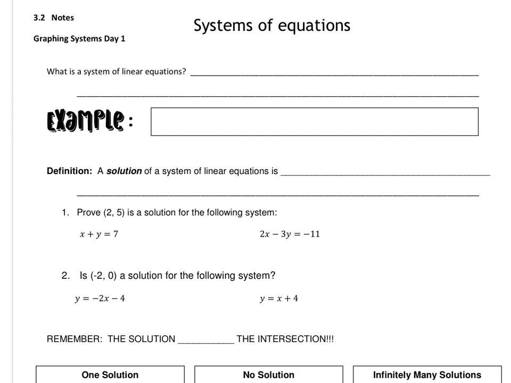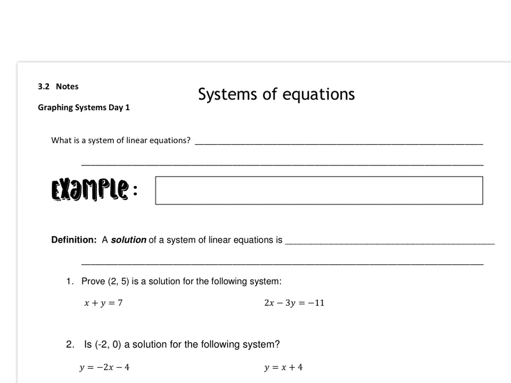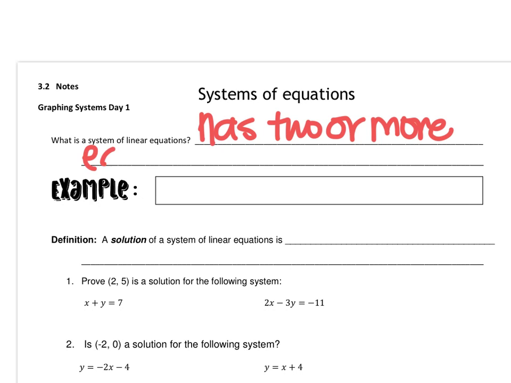Today we are learning about systems of equations. A system of equations, specifically linear equations, is going to be something that has two or more equations. So a system is going to have two or more equations. No longer are we just dealing with one equation, we're dealing with two equations. All the ones that we will work with in Algebra 1 will have two equations.